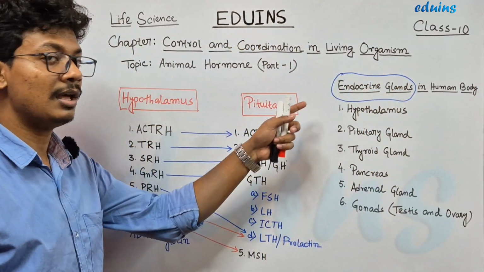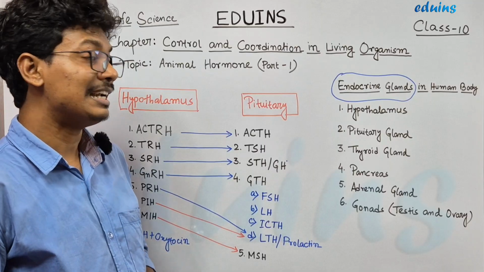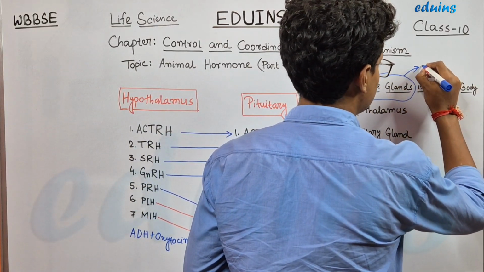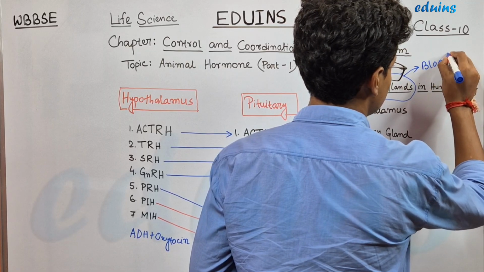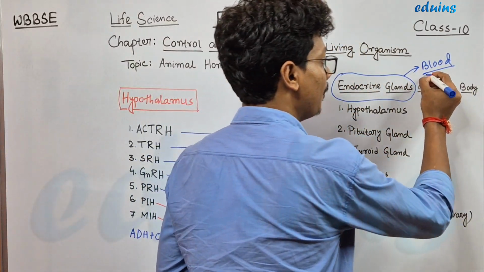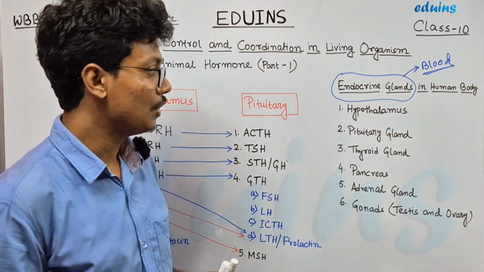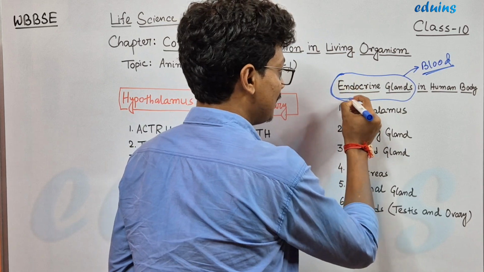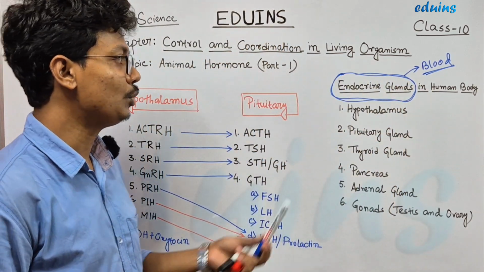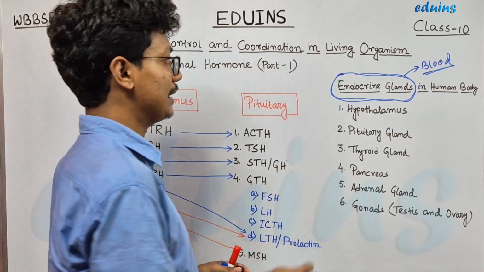They are secreted from the special glands known as endocrine glands, and they directly mix into the blood. That means the secretion from the gland mixes into the blood, and does not travel through any tube or capillary. So this is the characteristic of endocrine glands. In our body there are two types of glands: one is endocrine and the other is exocrine gland.